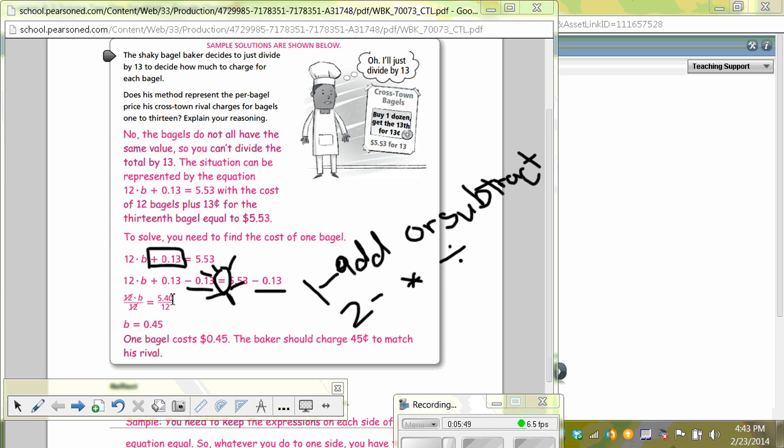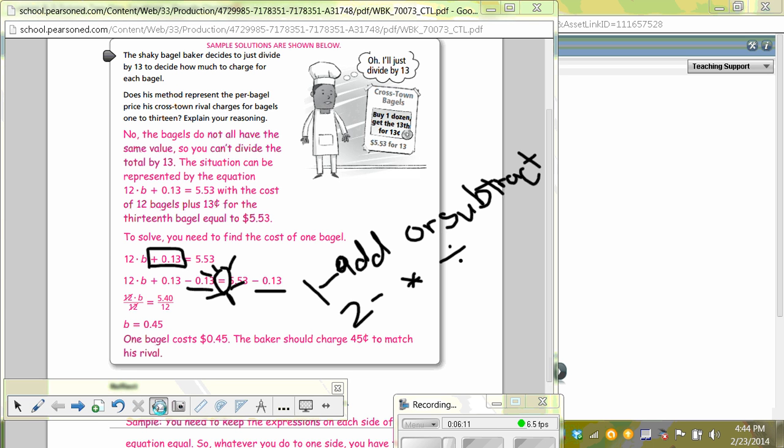When we calculate that, we find that one bagel is going to be 45 cents. So if we go across town, he's going to match it if he charges 45 cents. So whether I'm across town or here, one bagel is 45 cents. Two bagels would be 90 cents. That's correct. Excellent. Okay, going to erase that.